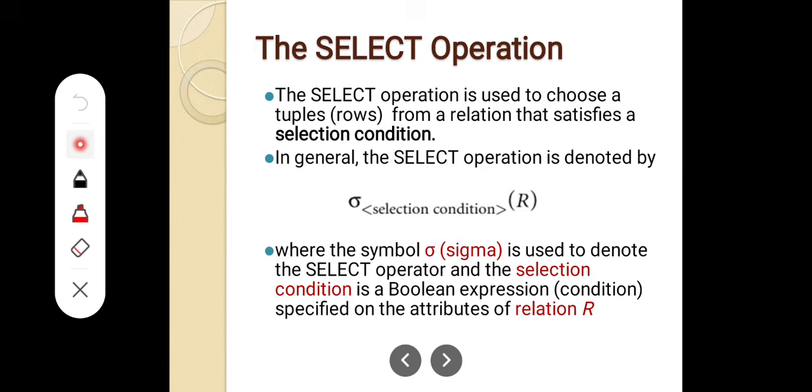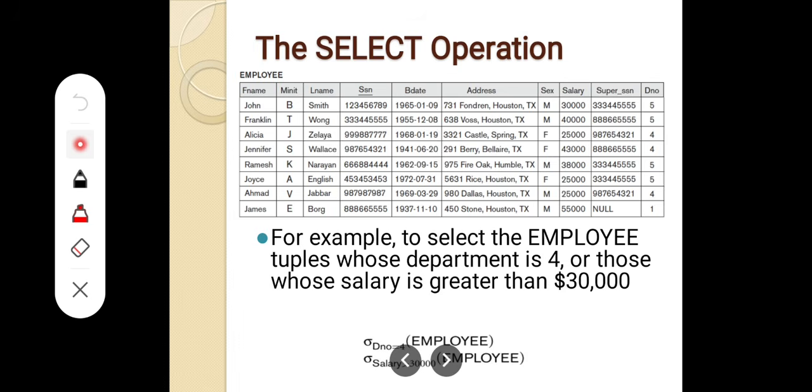Let us see an example for this. This is a table, a relation called employee. We are going to select the employee tuples: select the employees whose department number is 4 or whose salary is greater than 30,000. That is, we are going to select employee details with department number 4.